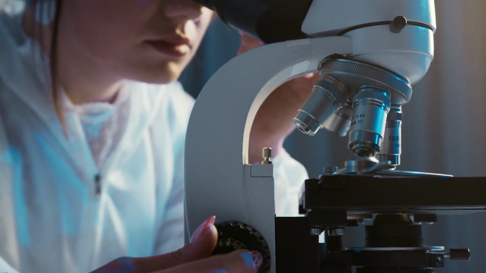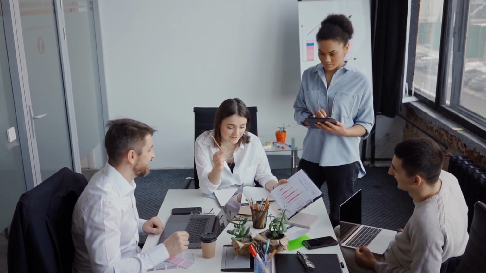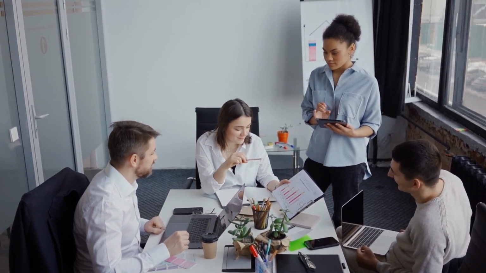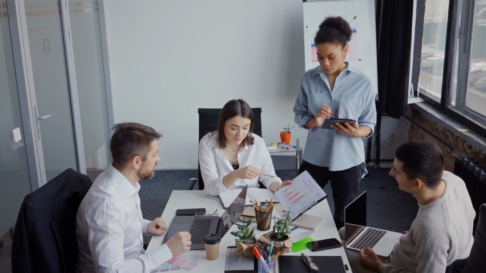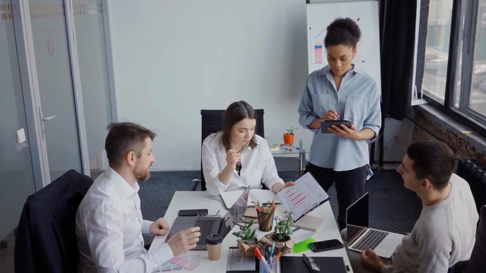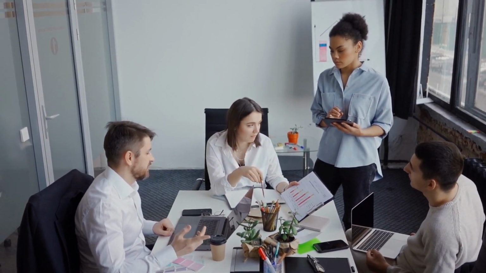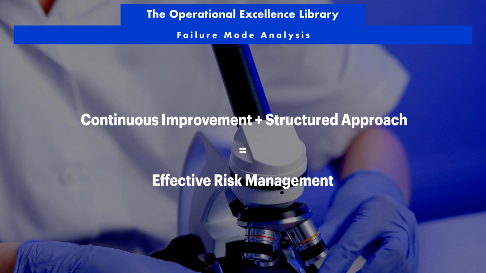The mitigation of potential failures is the final step in the FMEA process. This involves implementing corrective actions to reduce the risk of failure, such as redesigning the process or product, improving quality control, or enhancing operator training. The effectiveness of these corrective actions is then evaluated, and the FMEA process is repeated to ensure that the risk of failure has been adequately mitigated.